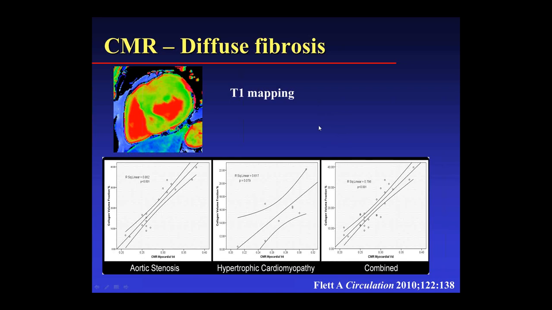Now we can quantify this with cardiac MR T1 mapping, so measuring not only the fibrosis or scar we can see with late gadolinium enhancement, but scar we can't see with the naked eye with T1 mapping.